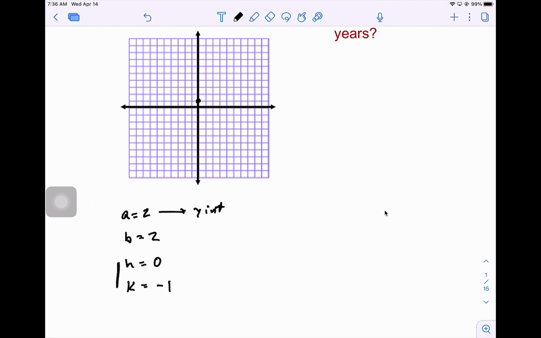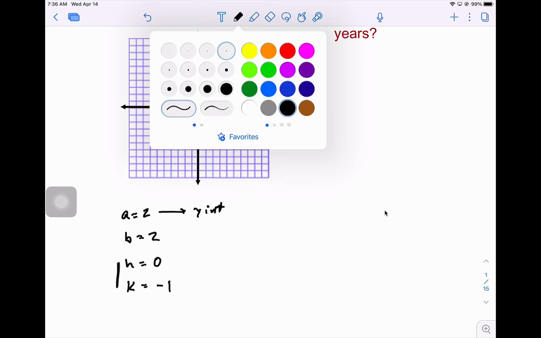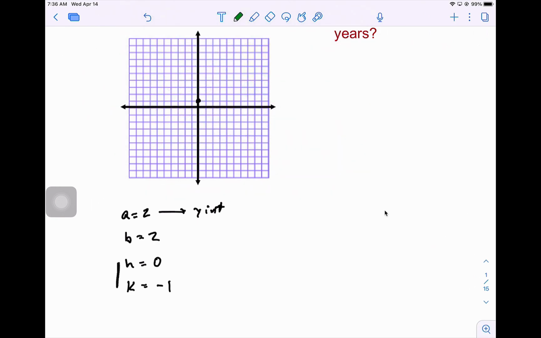Okay? Which means right away, if you remember, horizontal asymptote is normally at 0. That also gets shifted down 1. So now I know I've got a horizontal asymptote at y equals -1, because normally it's at y equals 0. The shift moved everything down 1. So there's the graph that I have so far.